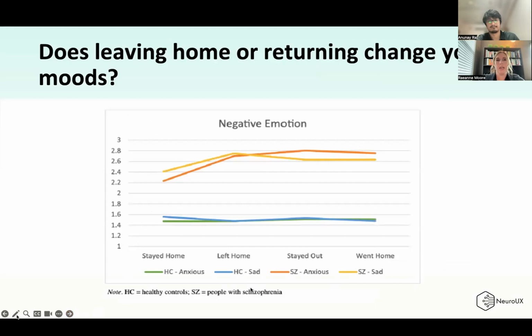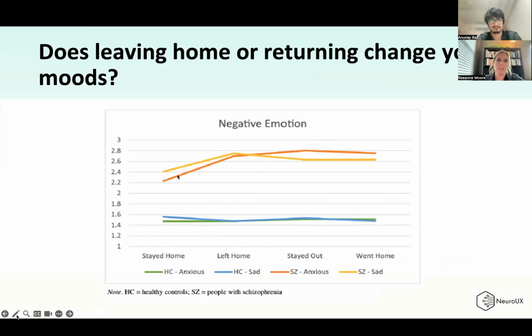And we looked at, does leaving the home or returning change their moods? And here on the blue and the green lines, we have the control participants. And you see that overall, these are negative emotions. We have green is anxious and blue is sadness. And overall, the controls had significantly less negative moods than the persons with schizophrenia in our sample. And they didn't really change as a function of staying home, leaving the home, staying out, or going home.